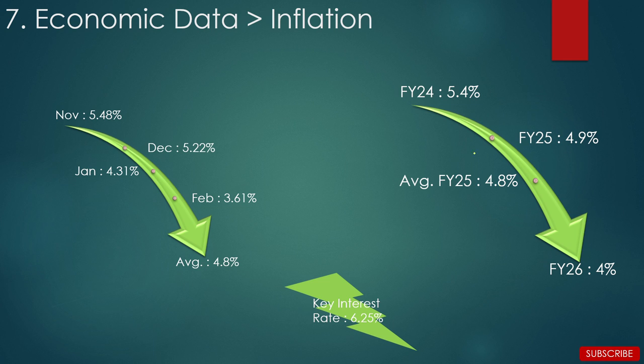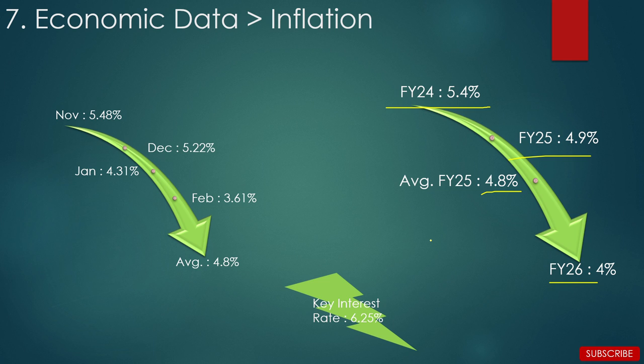In the fiscal year 24-25, India experienced a notable decline in inflation rates, aligning with the RBI's target range. The consumer price index inflation decreased from 5.4 in the financial year 24 to 4.9 during April to December 2024. The RBI projects the CPI inflation will average 4.8 for the financial year 25, with the expectations of it aligning with the 4% target by FY26.